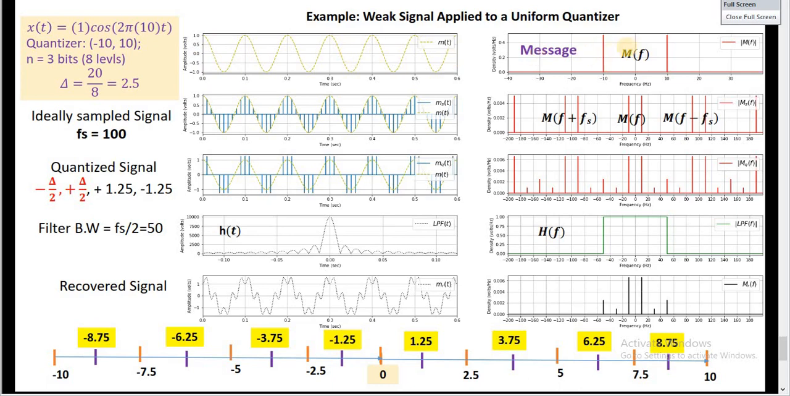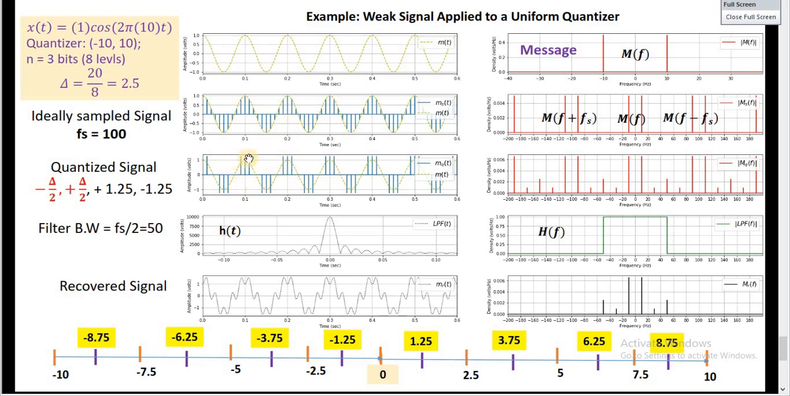Again, this is the Fourier transform of the message. These are the ideally sampled signal. Again, we are using the same sampling frequency of 100 samples per second. And this is the spectrum. Nothing changed. It's the same as the one we showed before, but our focus will be on this quantized signal.